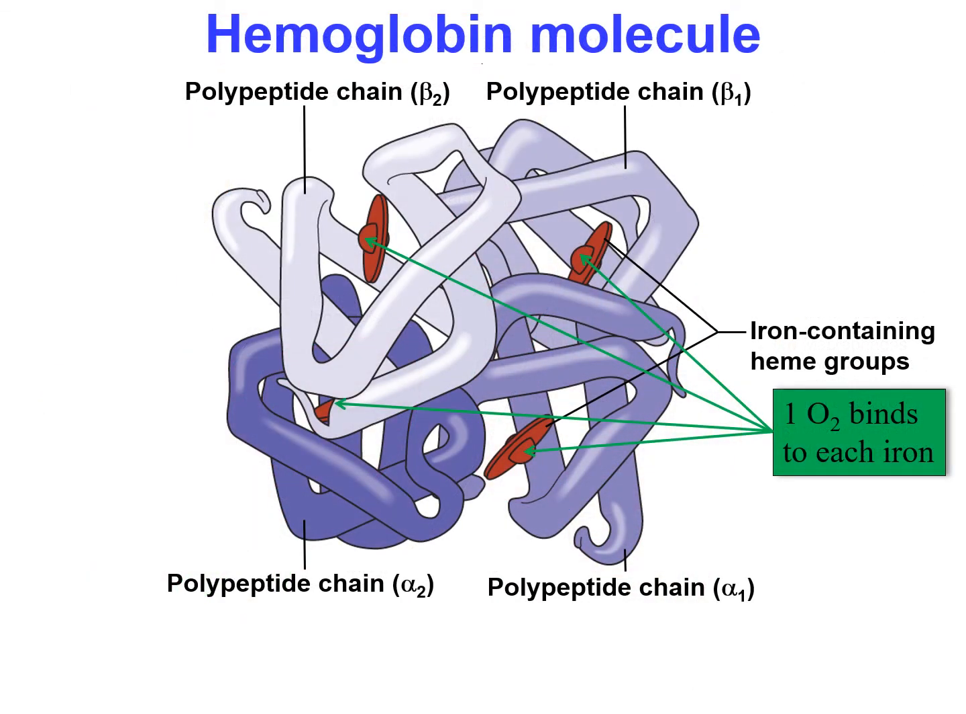Back to our diagram of the hemoglobin. Notice in the center of each of the polypeptides is the heme group. It's this flying saucer. And in the middle of the flying saucer is this sort of round structure. That's iron. And that's where the oxygen binds to the iron in the heme group of the hemoglobin. So there's 4 oxygens that can bind to each hemoglobin molecule.